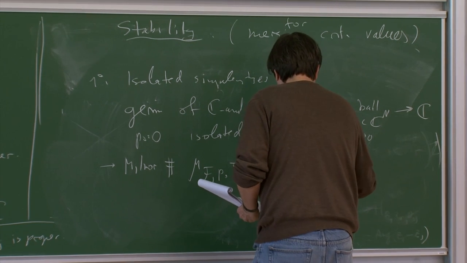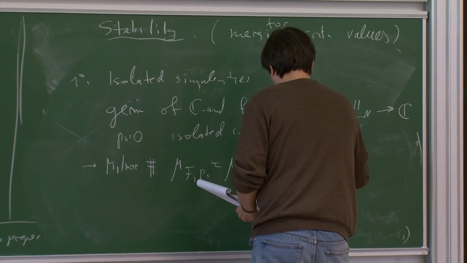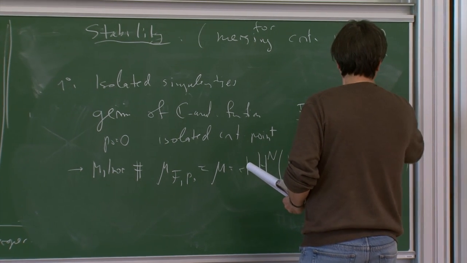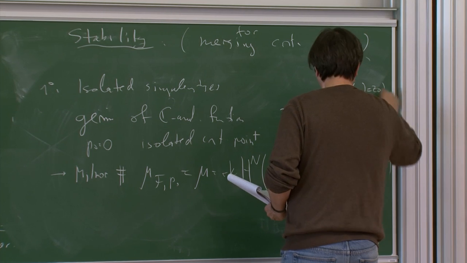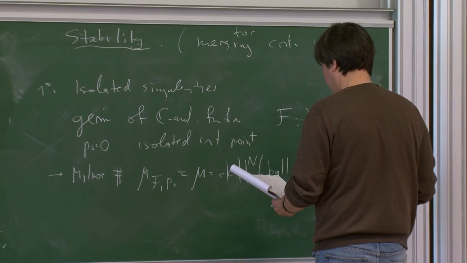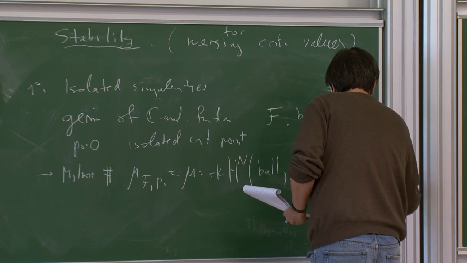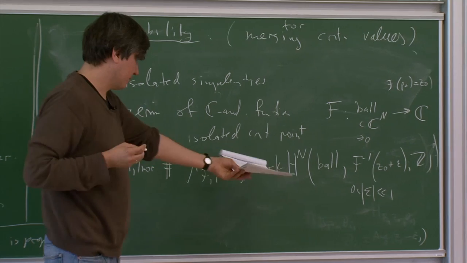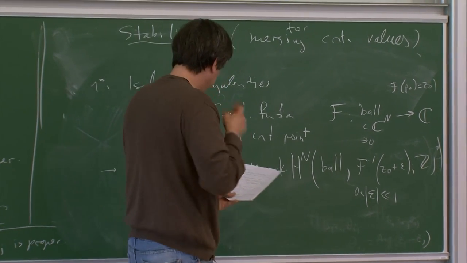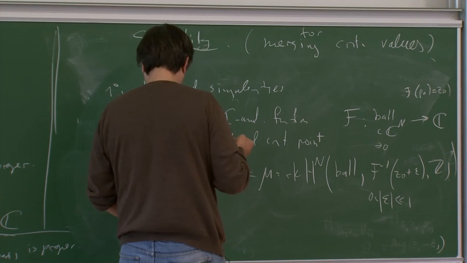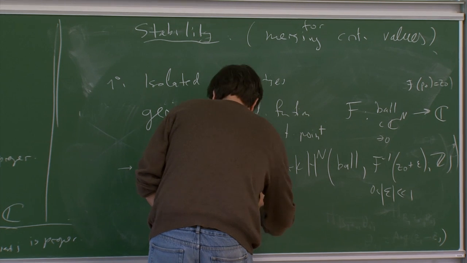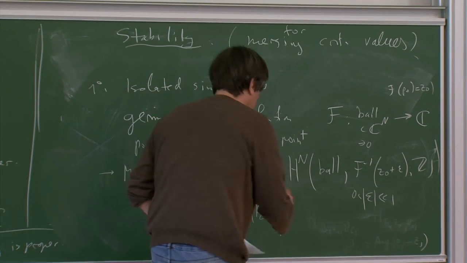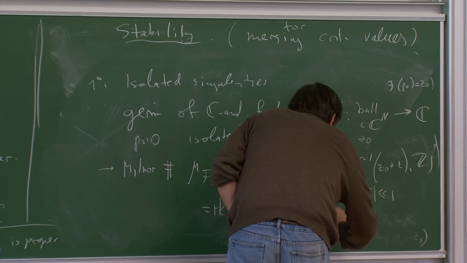It can be described in two ways. You consider the cohomology of the ball, and consider the preimage, and assume that f of p0 is some z0, of z0 plus epsilon, where epsilon is very small. So this cohomology will stabilize, and this Milnor number is the same as the rank of the functions on the ball modulo the ideal generated by derivatives, the finite codimensional ideal.